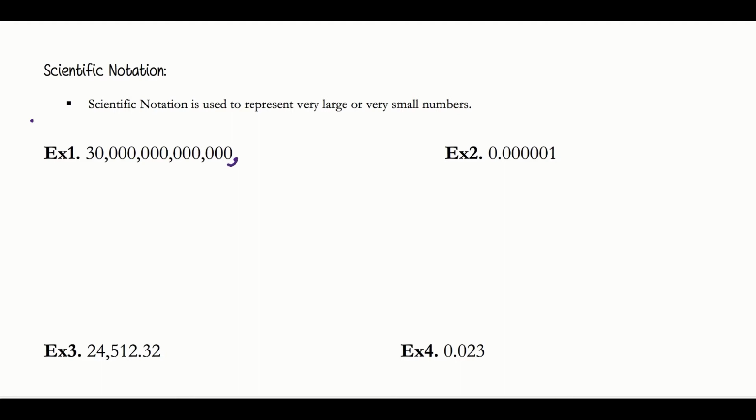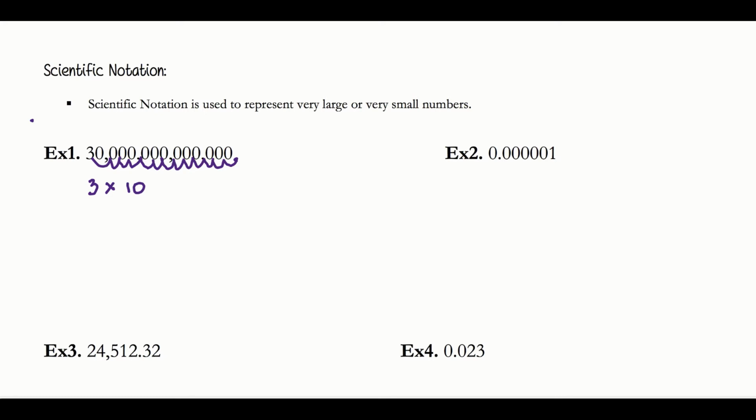So I'm going to move it 1, 2, 3, 4, 5, 6, 7, 8, 9. I need to keep going. 10, 11, 12, 13. So I moved it 13 places. Now I have a number between 1 and 10, and it's 3. Okay? And I moved it 13 places. So I'm going to multiply it by 10 to a power of 13.